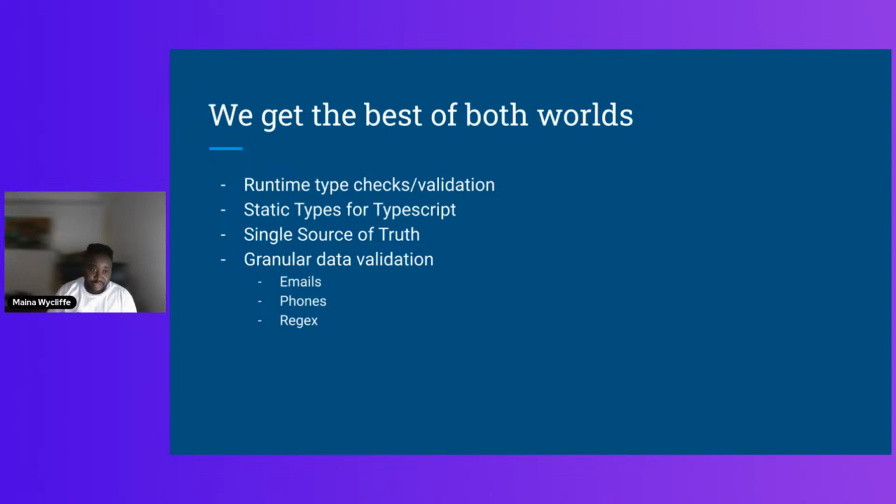Secondly, we get static types for TypeScript, because TypeScript has its own amazing benefits, that is type checking. So we're able to catch a lot of errors at compile time. We're able to catch typos. We're able to catch things like that. And this means that we continue having the benefit of TypeScript.